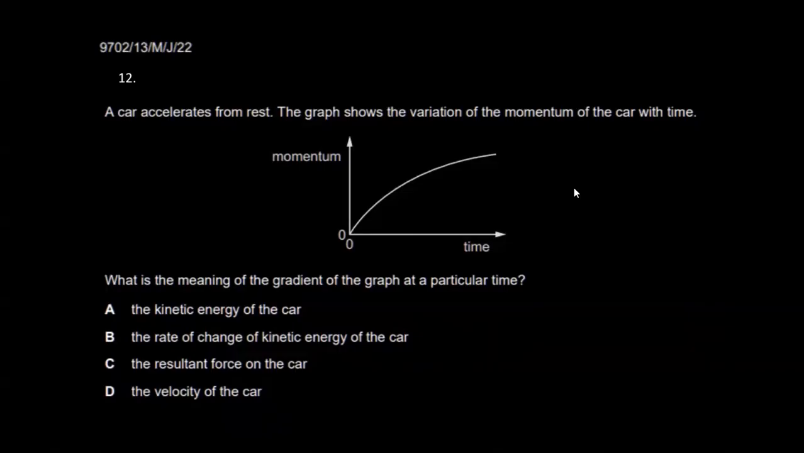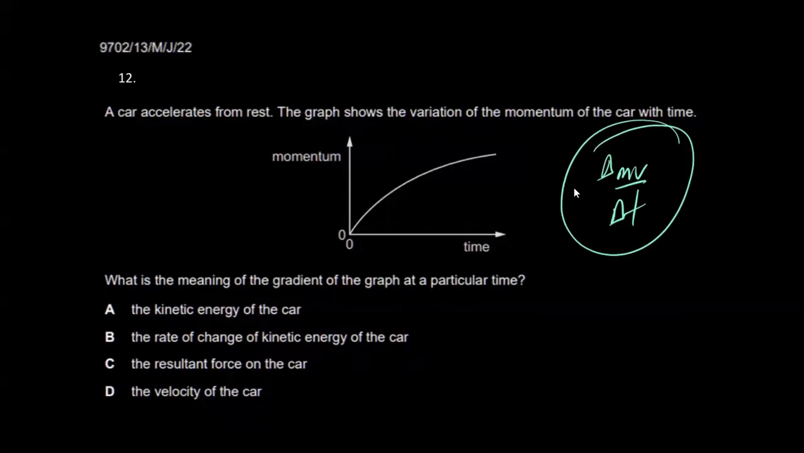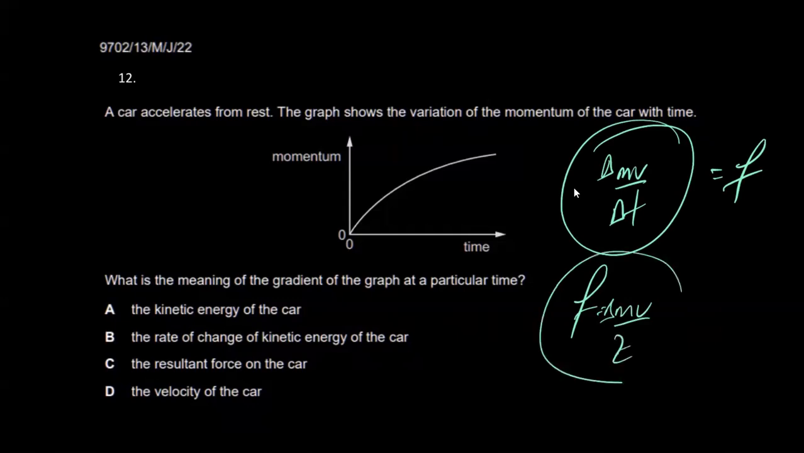Momentum, right? The gradient will be change in momentum over change in time. That is equal to your force. F is equal to change in momentum over time, the rate of change of momentum. So the rate of change of momentum is going to be the resultant force on the car. So the answer is 12C.